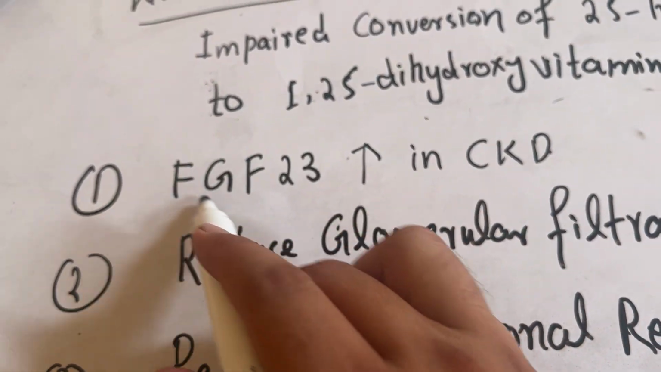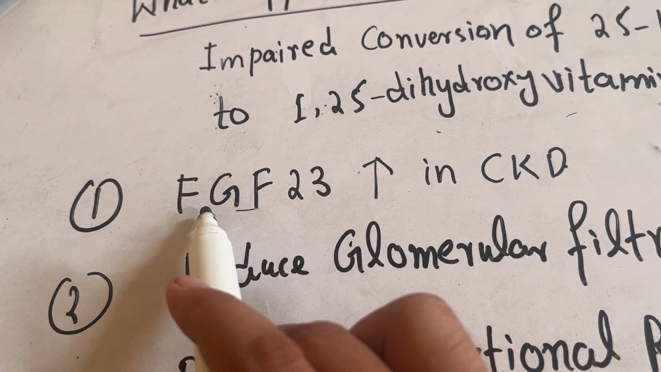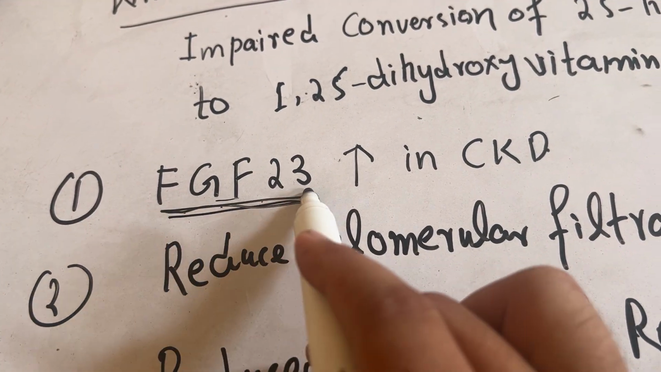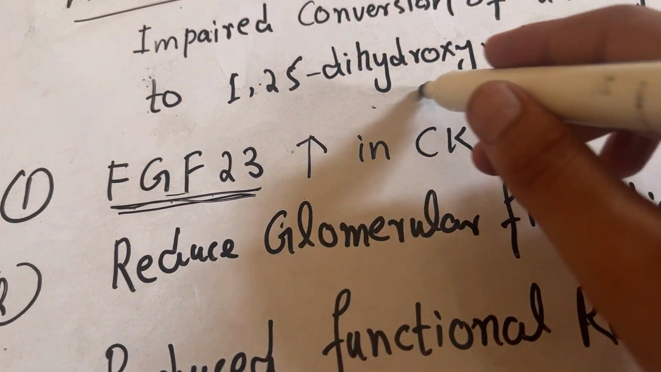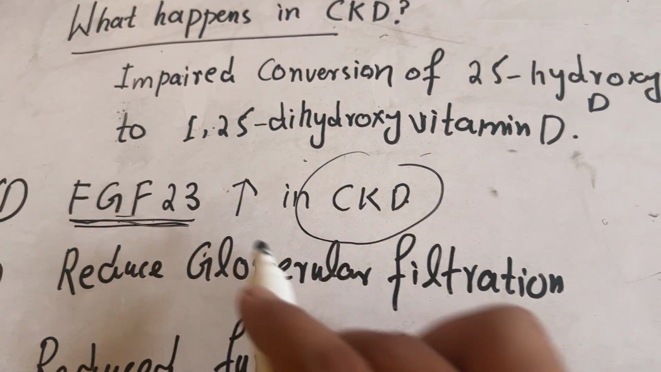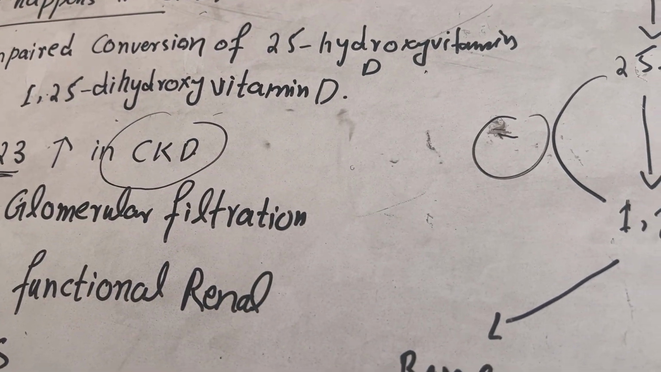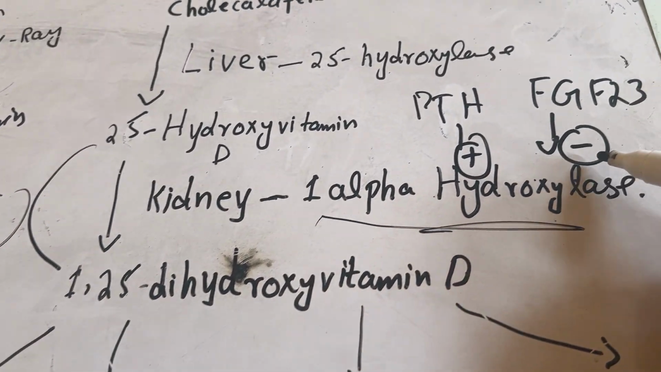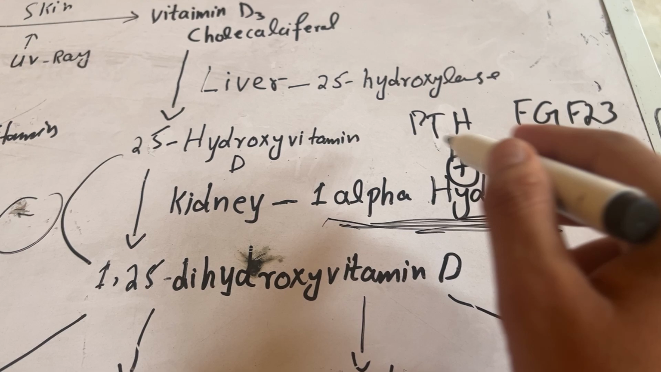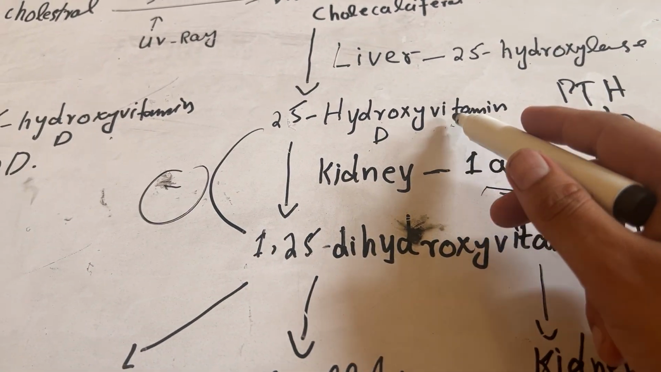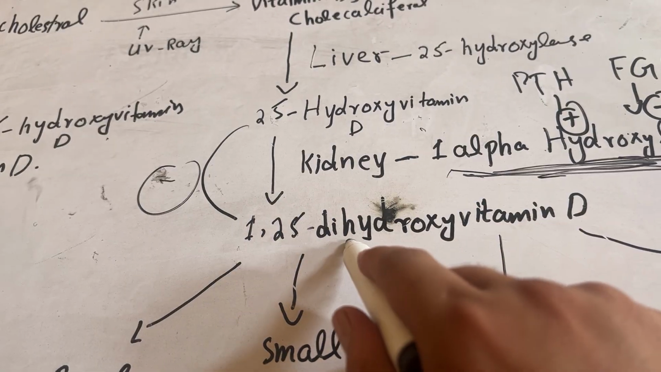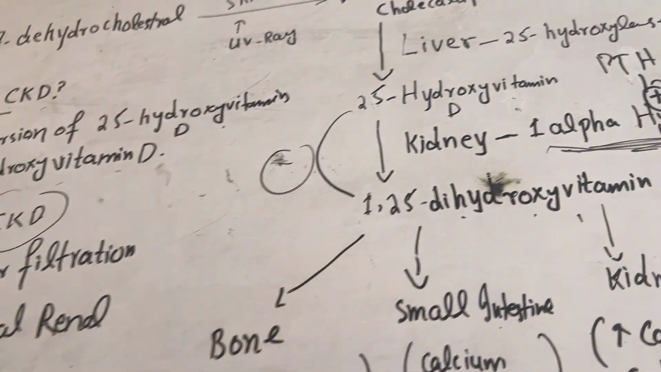The first factor is the increased level of fibroblast growth factor 23, which occurs in CKD. When fibroblast growth factor 23 increases, it causes the inhibition or suppression of 1 alpha hydroxylase, which stops or prevents the conversion of 25 hydroxy vitamin D to 1,25 hydroxy vitamin D.